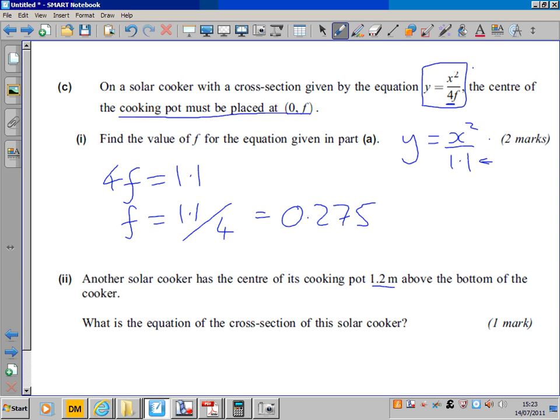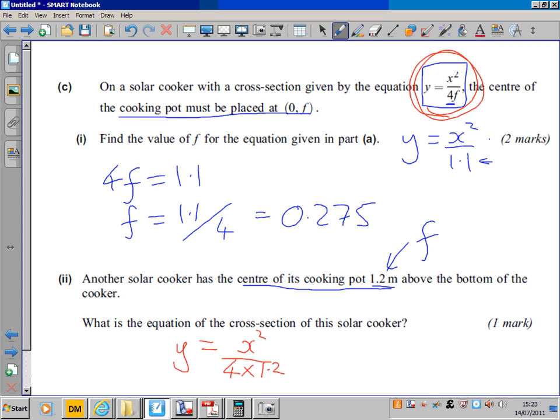So this time we've got the centre of the cooking pot at 1.2 metres above the bottom of the cooker, and so therefore the 1.2 is the f, okay? So we just need to substitute that value of 1.2 into this equation here, which we were given, and we just write down what the answer is. So we get y equals x squared over 4, and we've just decided that the value of f is 1.2, so 4 times 1.2. Okay, so if we just work out what that is, it's y equals x squared over 4.8.